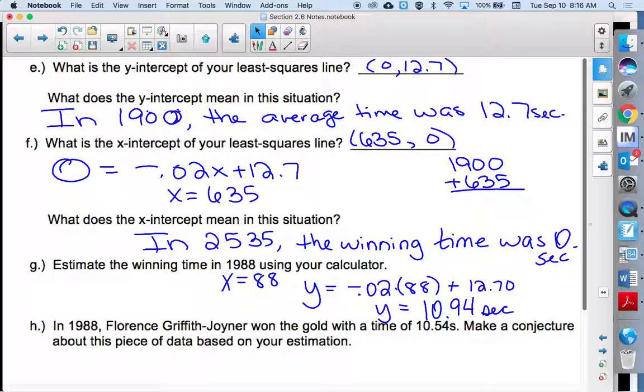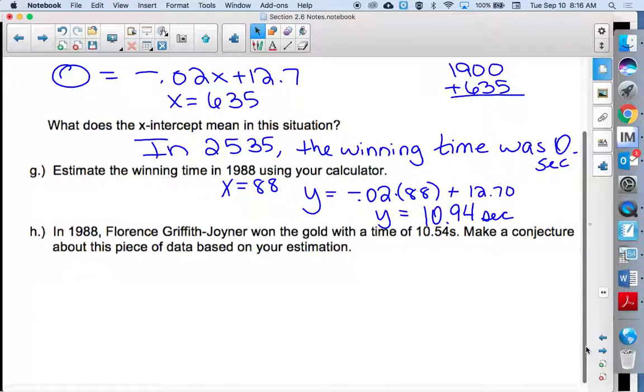So the American Florence Griffith Joyner won the gold medal with a time of 10.54 seconds. It says make a conjecture about this piece of data based off your estimation. So she was our gold medalist in 1988. I think she was actually the first American female gold medalist in 1988, and her time was 10.54. So you would say that she was faster than the predicted number. Her time was better.